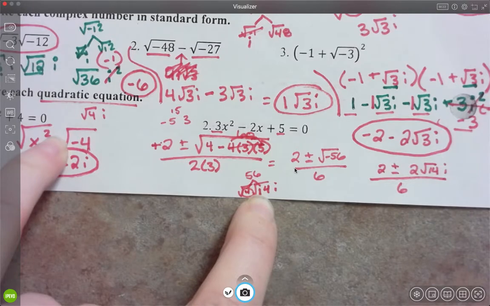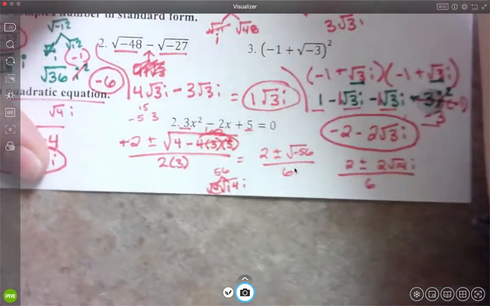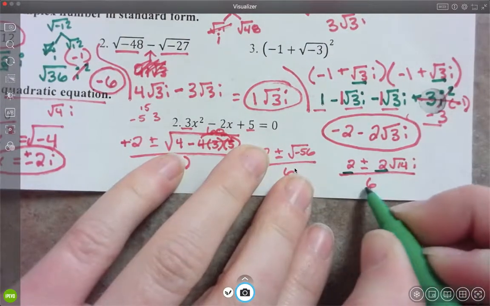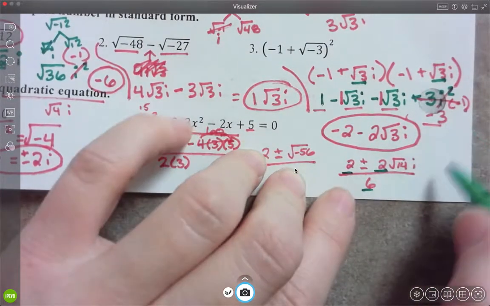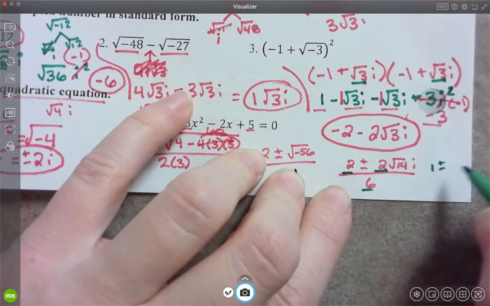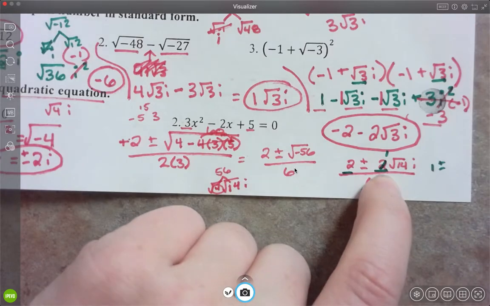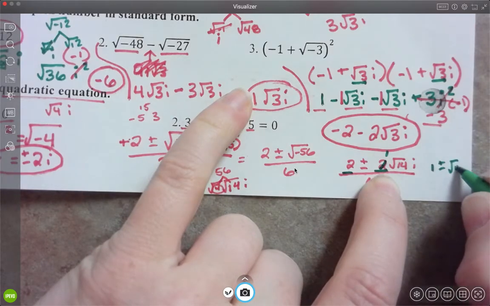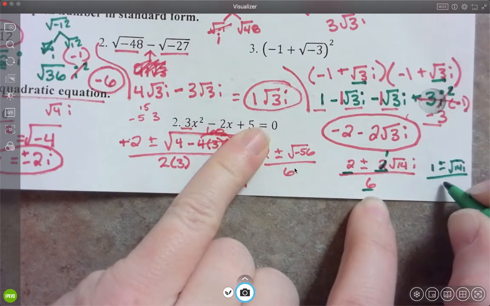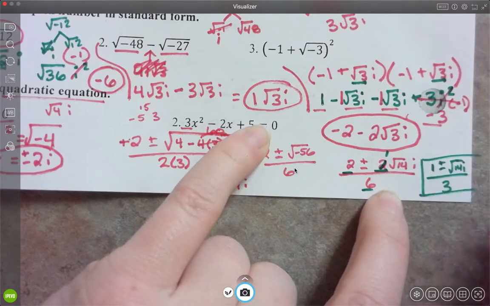Okay. And then there's one more thing that can happen. And you're like, seriously, can we be done yet? The 2 and the 2 and the 6 can all reduce. Okay. So that would be 1 plus and minus. Really, you don't have to put the 1 there, but if it helps you sleep at night, you sure can. The square root of 14i all over 3. And that is the final answer.